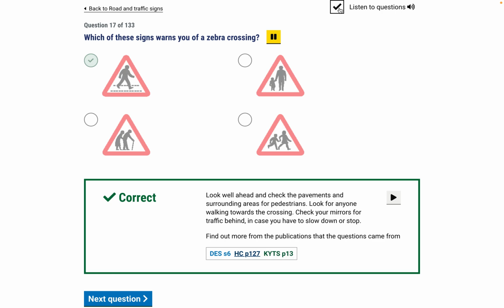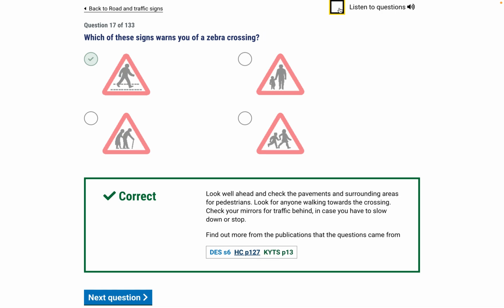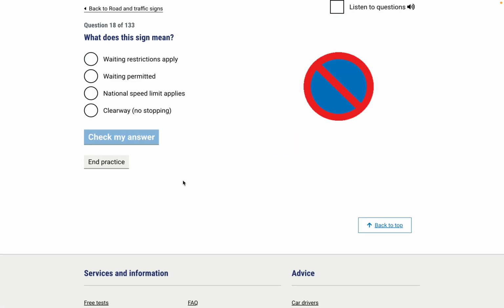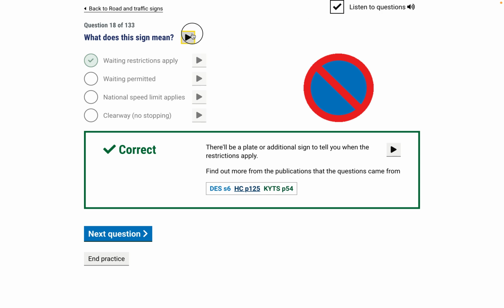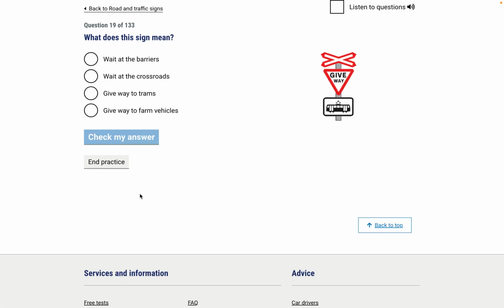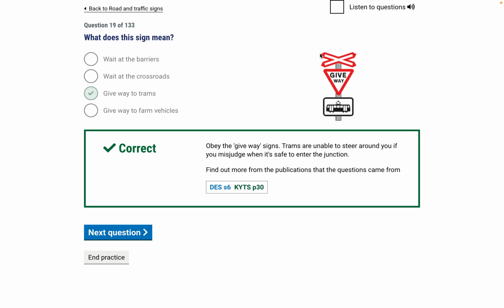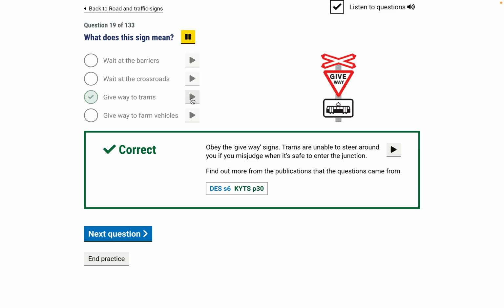Which of these signs warns you of a zebra crossing? What does this sign mean? Waiting restrictions apply. What does this sign mean? Give way to trams.